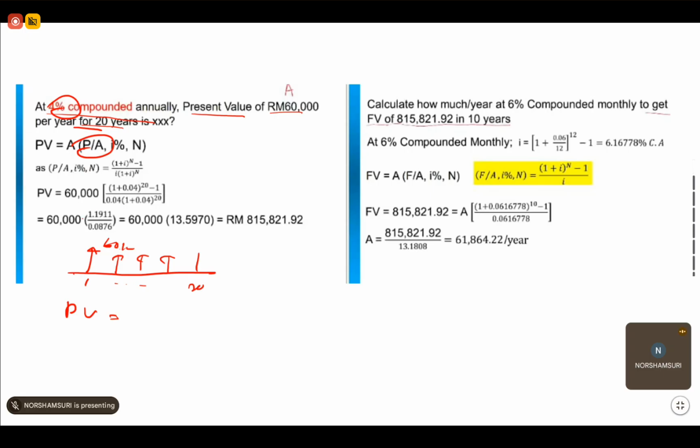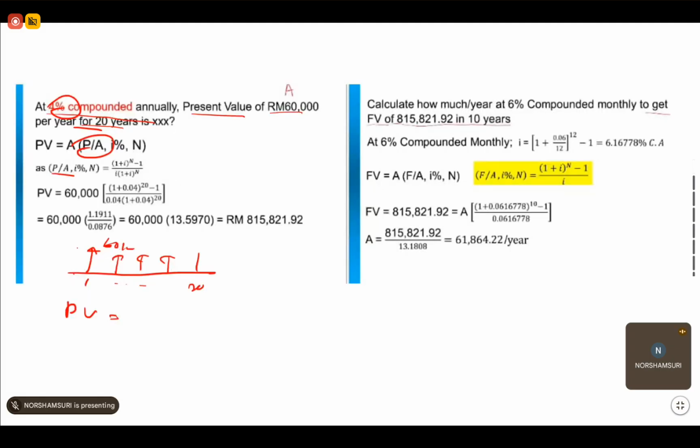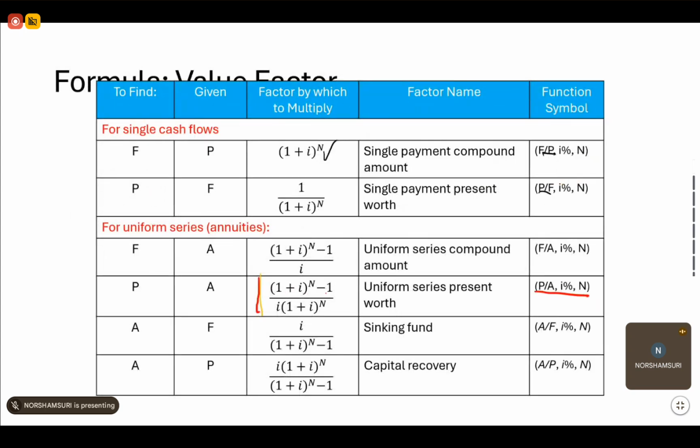So here we can use the formula P over A. If P over A is this formula, then we can use this formula: 1 plus i over m minus 1, and 1 plus i over m.